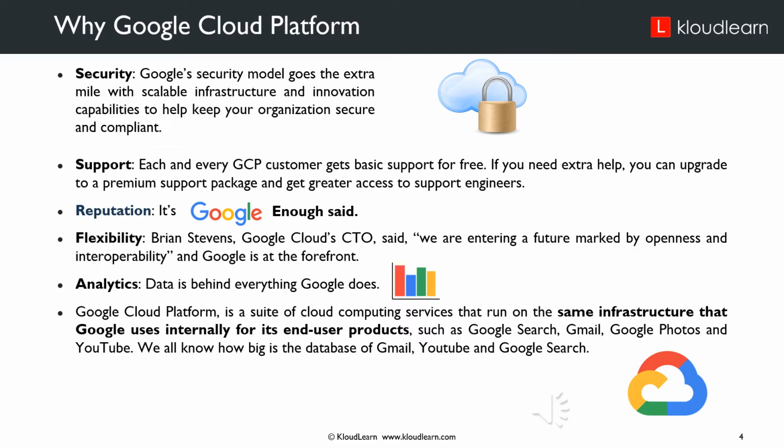Flexibility. Brian Stevens, Google Cloud's CTO, said, "We are entering a future marked by openness and interoperability, and Google is at the forefront." Analytics. Data is behind everything Google does. Google Cloud Platform is a suite of cloud computing services that run on the same infrastructure that Google uses internally for its end user products, such as Google Search, Gmail, Google Photos, and YouTube. We all know how big the databases of Gmail, YouTube, and Google Search are.